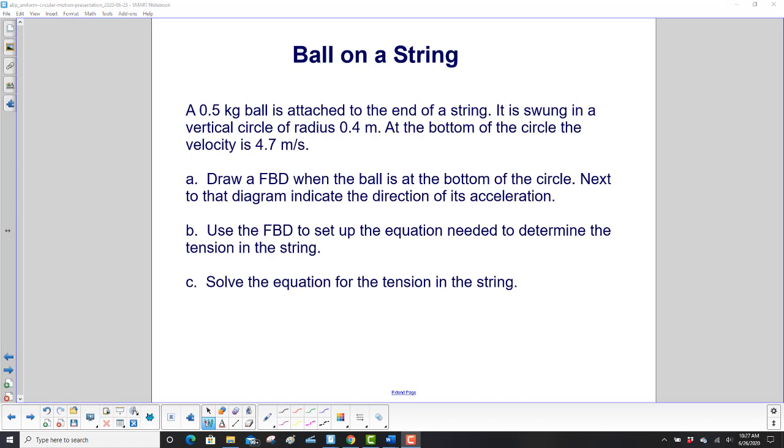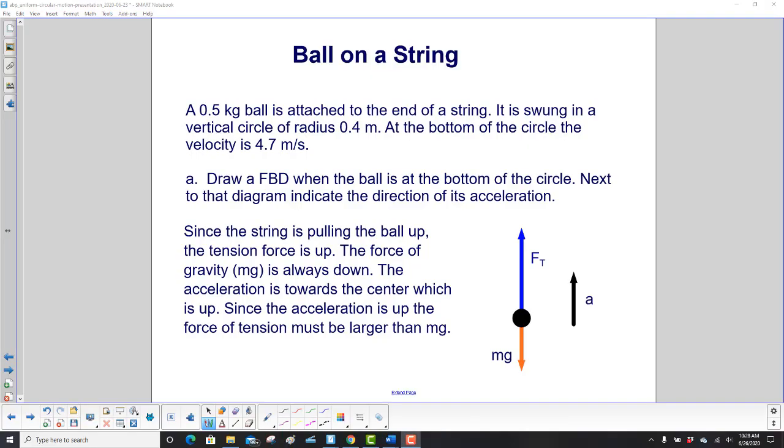Ball on a string, part 2. We have another 0.5 kilogram ball attached to the end of a string. It is swung in a vertical circle of radius 0.4 meters. At the bottom of the circle, okay, bottom this time, the velocity is 4.7 meters per second. Once again, draw a free body diagram, then set up Newton's second law equation, and finally solve for the tension in the string.